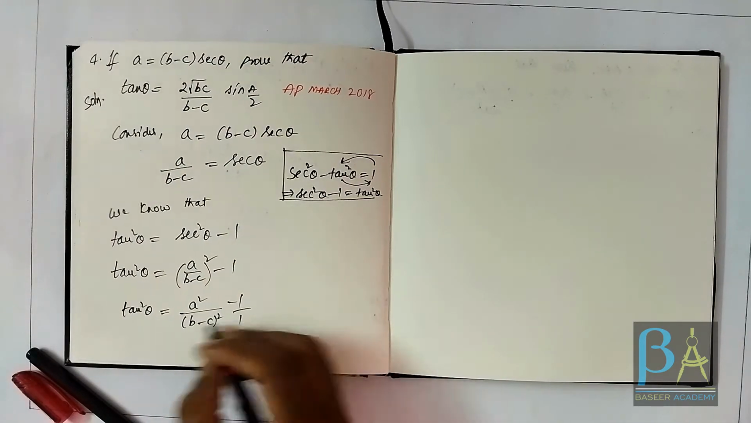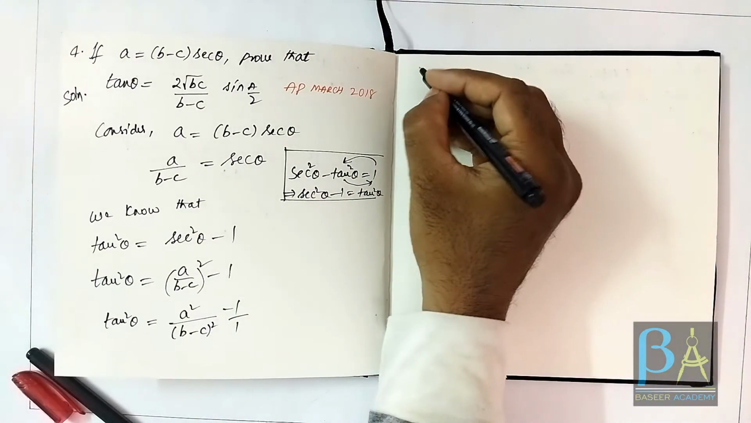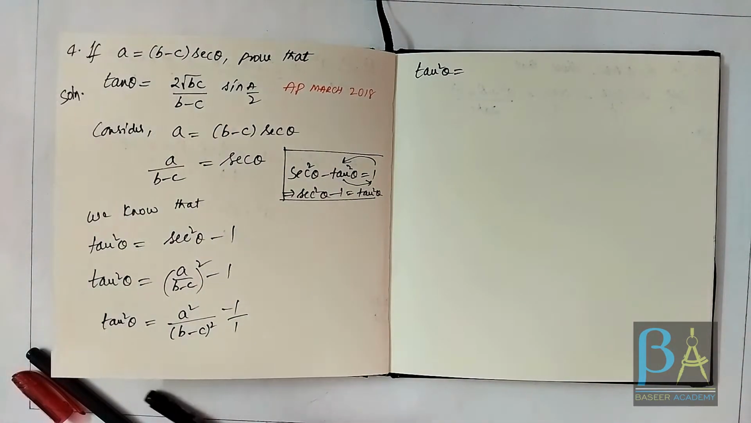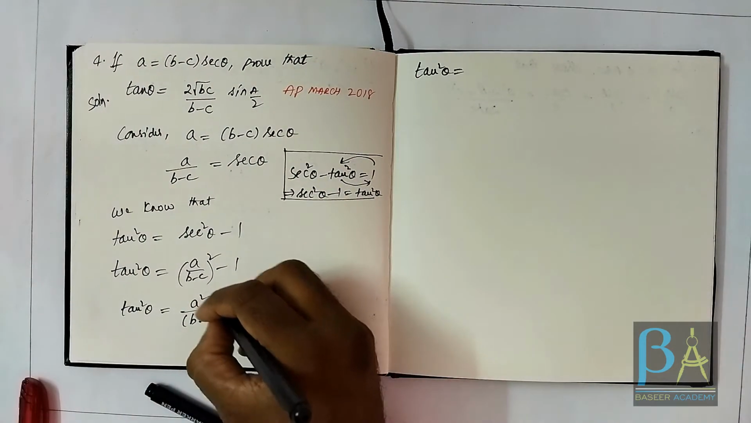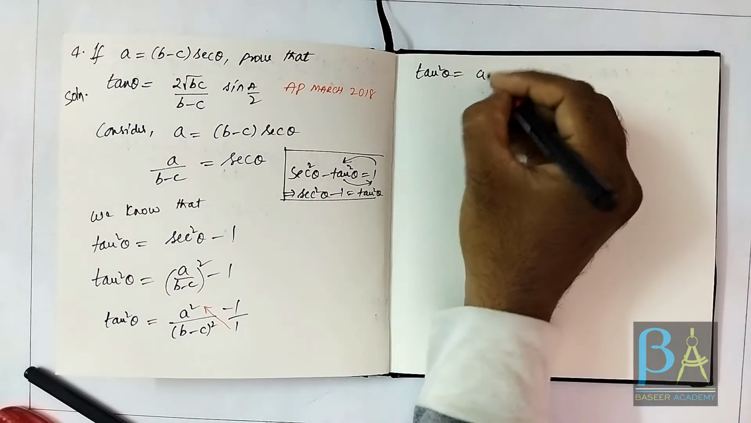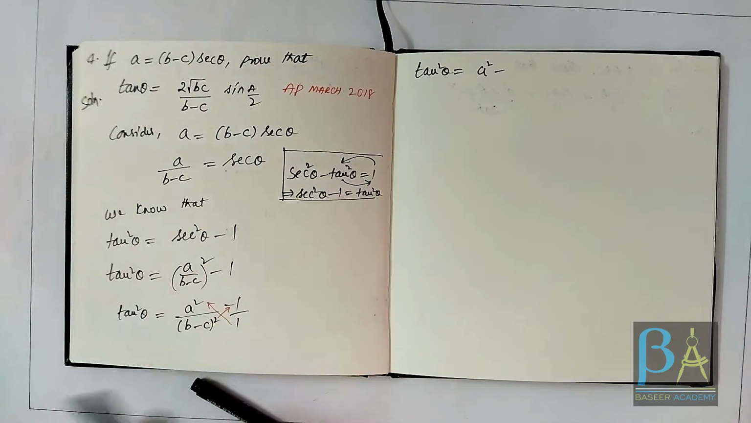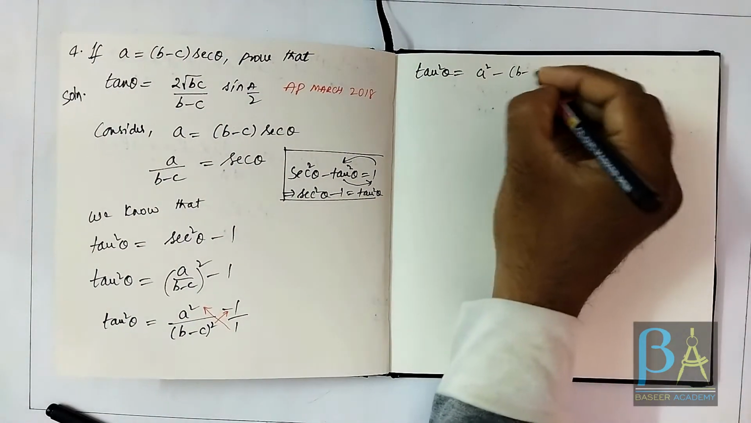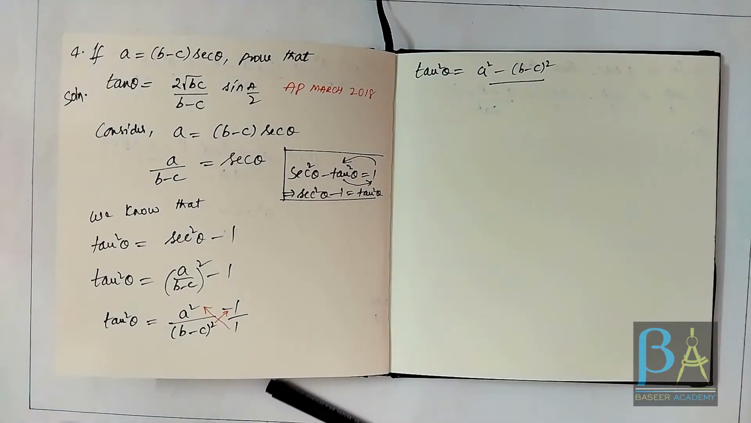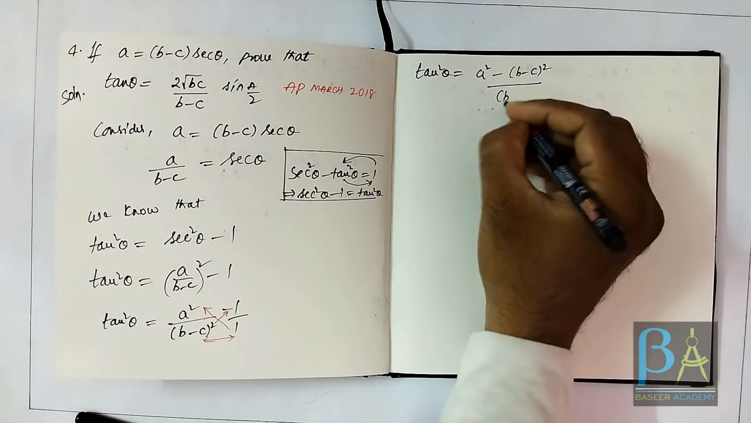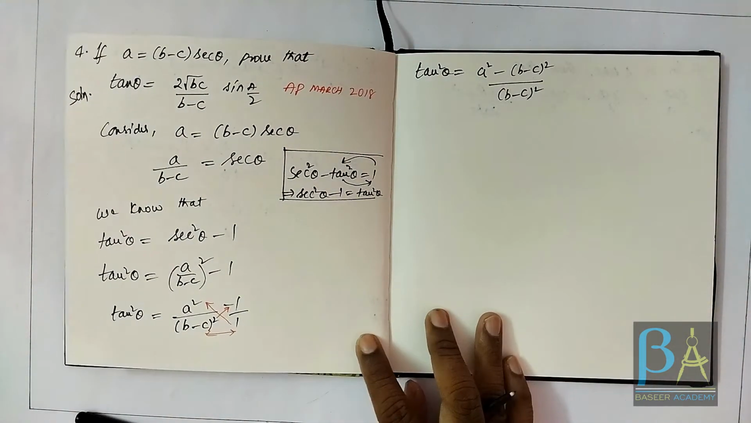Now what happens? I'm going to just do a cross multiplication here. I believe you can do a cross multiplication yourself now. 1 into A square gives me A square, and then B minus C whole square into 1 gives me B minus C whole square as it is, and then I can multiply the denominators. B minus C whole square into 1 gives me B minus C whole square itself.